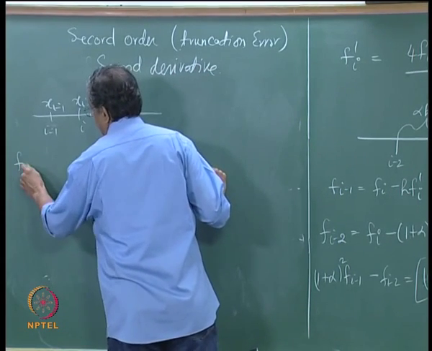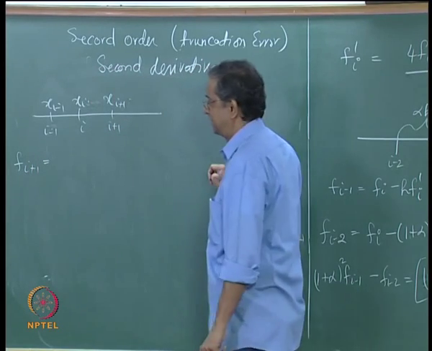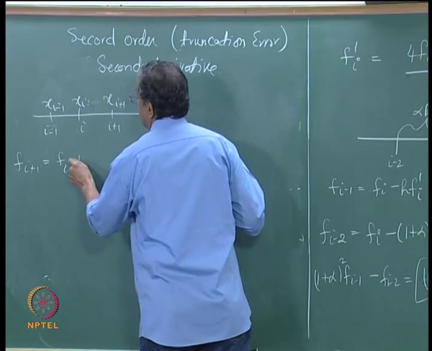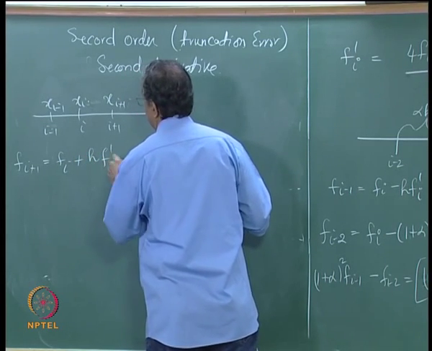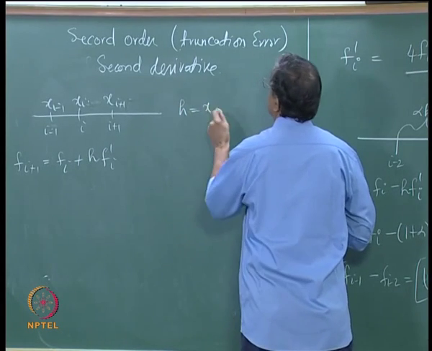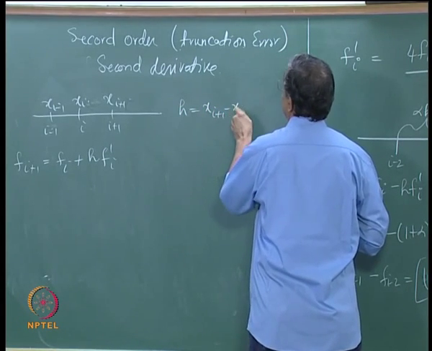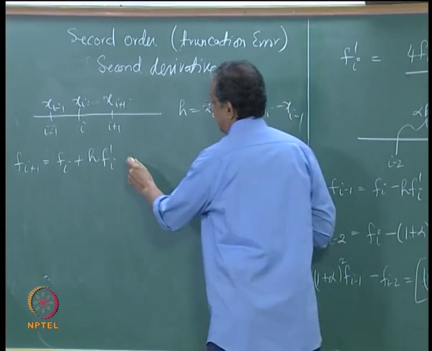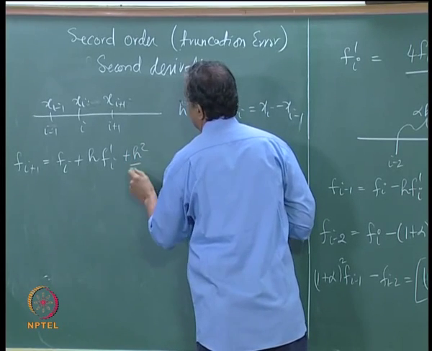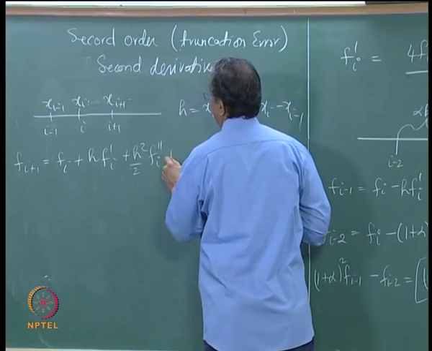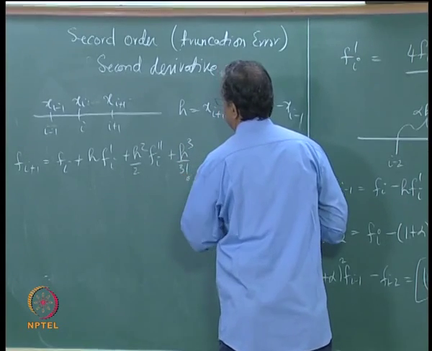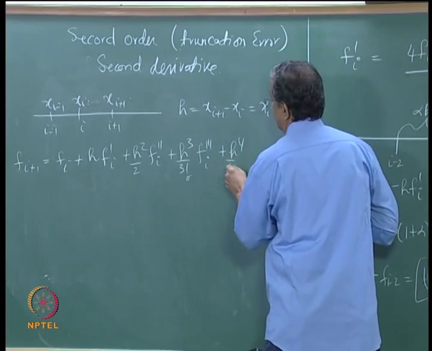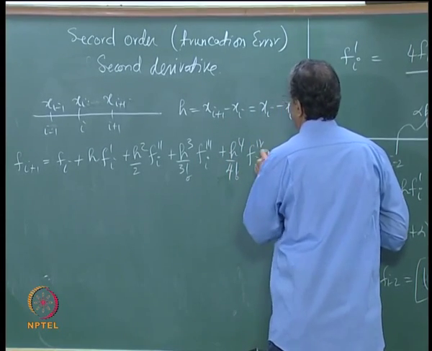So what we have is simple expansion again using Taylor series about the point i: f i plus 1 is f i plus h times f prime at i, where h equals x i plus 1 minus x i equals x i minus x i minus 1. In this case they are equal. Plus h squared by 2 factorial second derivative, plus h cubed by 3 factorial third derivative at i, plus h to the fourth by 4 factorial, and so on.